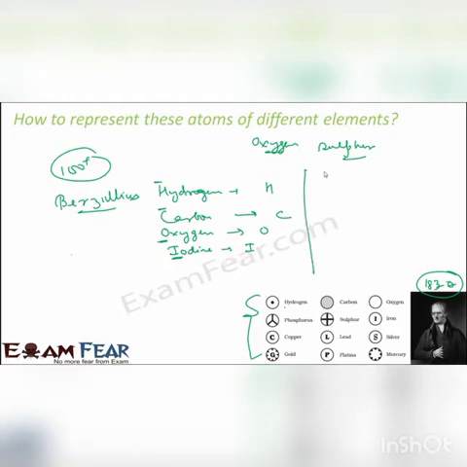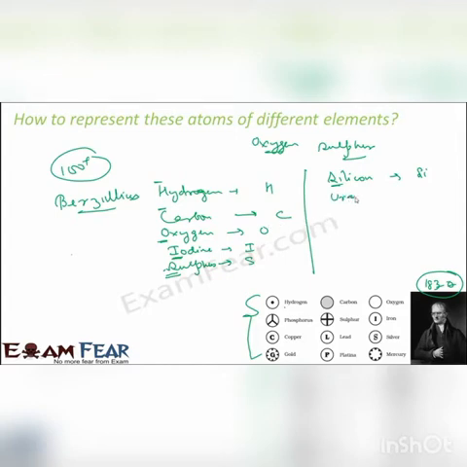But there are some which are represented by the first two letters. For example, silicon. It is represented by Si, because S is already given for sulfur. So if you talk about sulfur, it is written by S. The next element found was silicon. You can't give S because S is already allocated to sulfur, so it is Si.